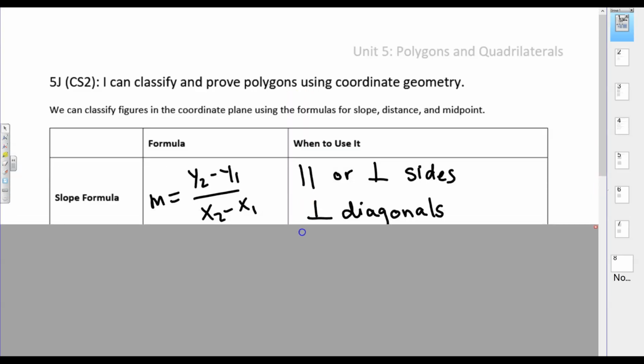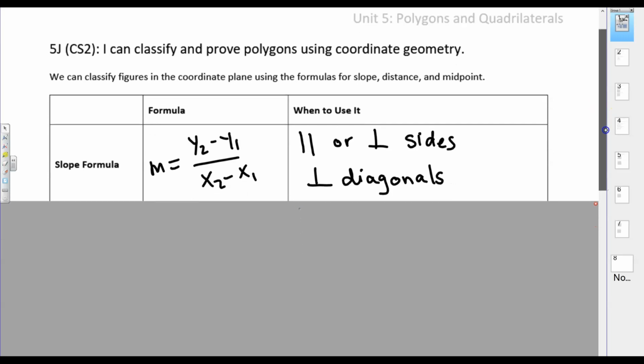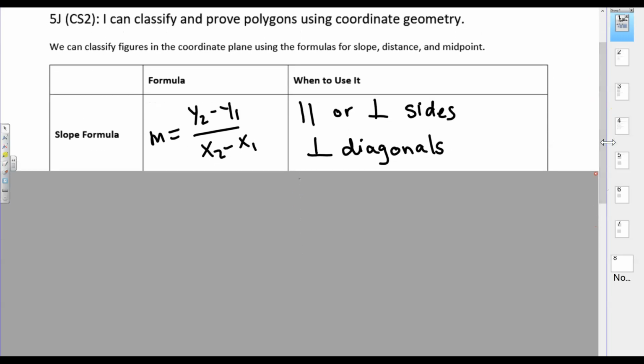The first tool is slope formula. And slope formula we've been using since, of course, Algebra 1. It's y2 minus y1 over x2 minus x1. And slope formula can show if our sides are parallel or perpendicular, and it can also show if our diagonals are perpendicular. So we will use slope formula a lot.